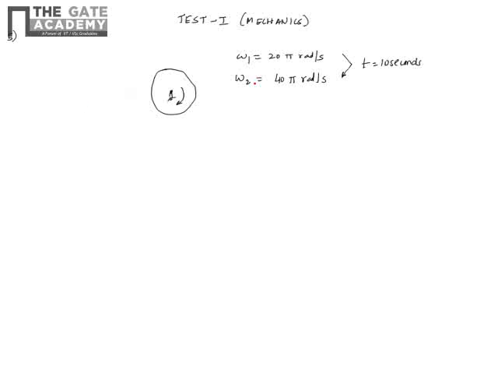Now another important piece of information is that angular acceleration is uniform, which means it doesn't vary with time. So angular acceleration, which is alpha, is constant. That is what it means. It doesn't vary with time. That's the meaning of uniform.